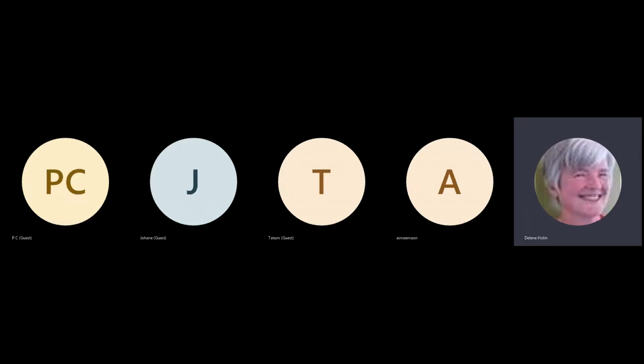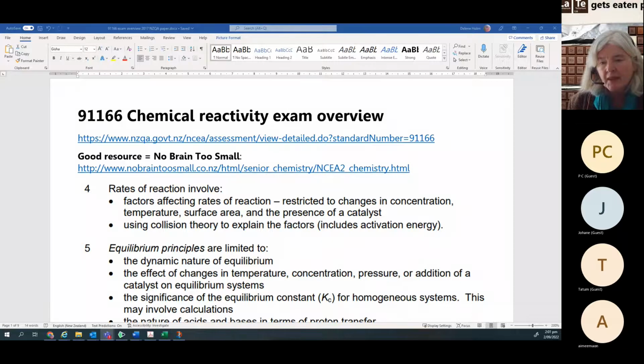Chemical reactivity standard at level 2. If you've done the acids and bases at level 1 science, so the 90944, you will find there's actually quite a bit of similarity. The two standards sort of flow on from each other.